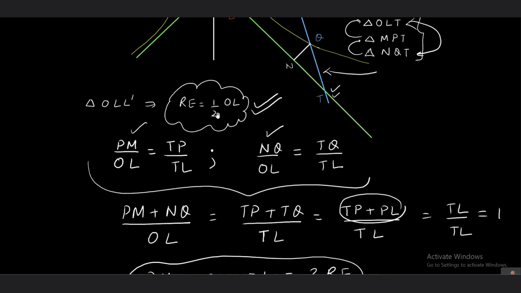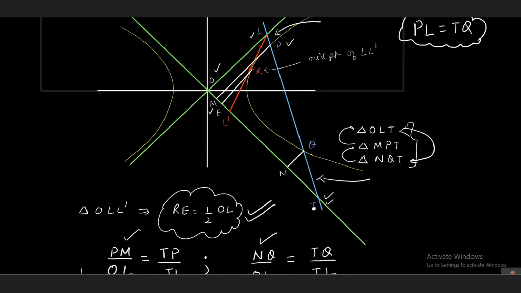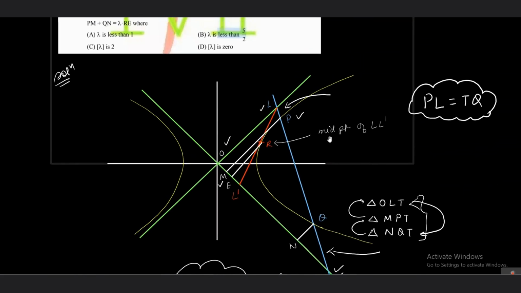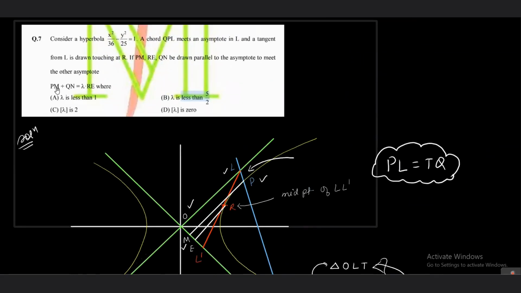Definitely सबसे पहले ये भी result of hyperbola से आया कि R is the middle point of LL dash. And secondly, we are using this important result that TQ can be replaced with PL. तो हमने properties of hyperbola को use किया. Similar triangle का simple properties हमने use किया. And yes, now we are able to get the relation between PM, QN and lambda times RE. Comparing it with what we got, we can say that lambda turns out to be 2.